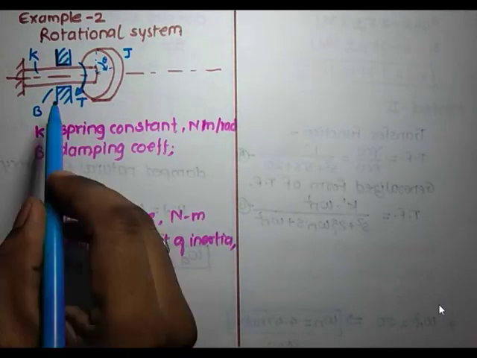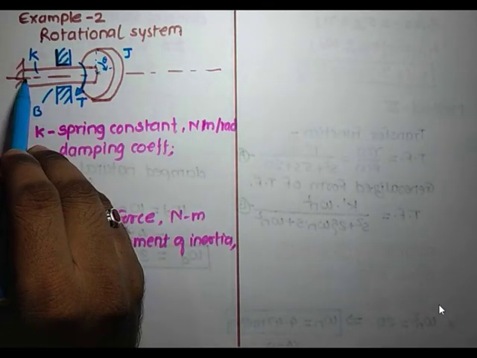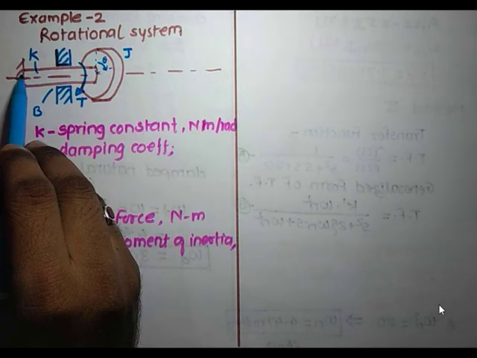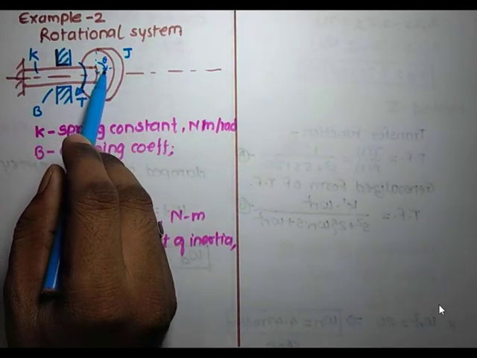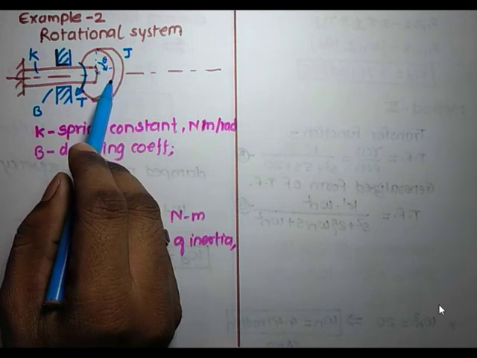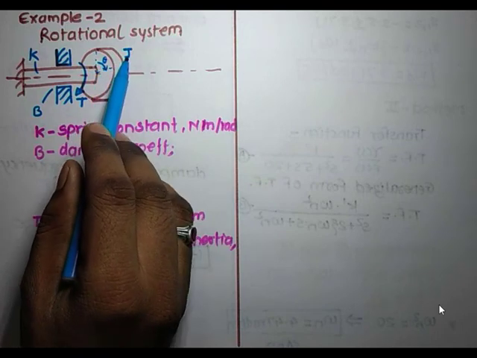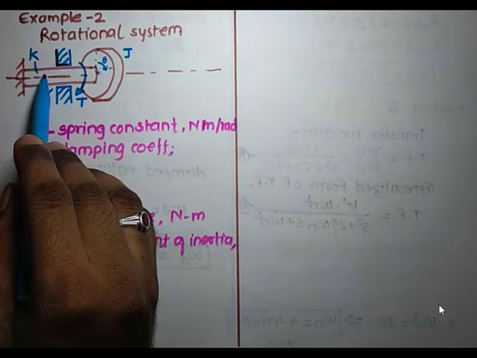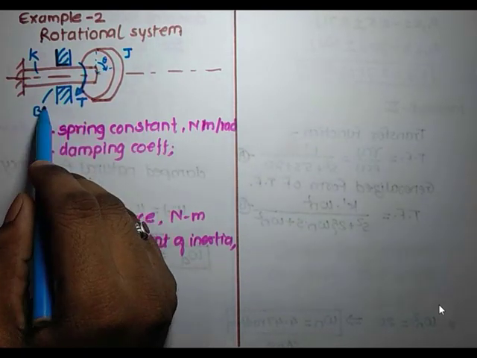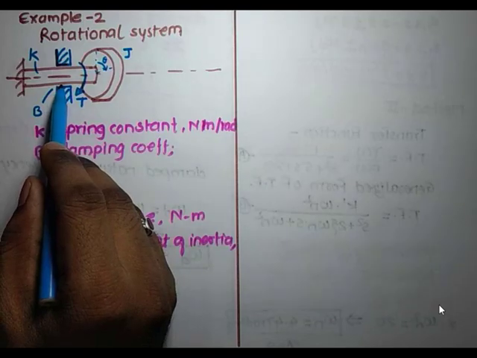Now let us consider the same torsional system here. An elastic shaft, one end is connected rigidly to the wall. The other end of this elastic shaft is rigidly connected to the circular disc having mass m. J is the mass moment of inertia of the disc. K is the stiffness or spring constant of the elastic shaft. B is the damping coefficient at the support to the shaft.